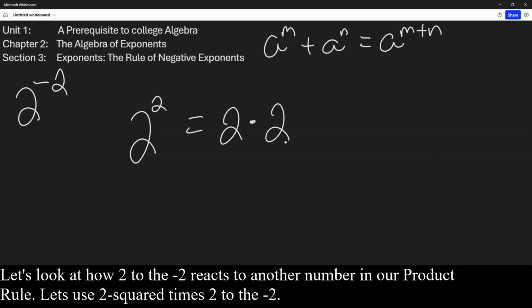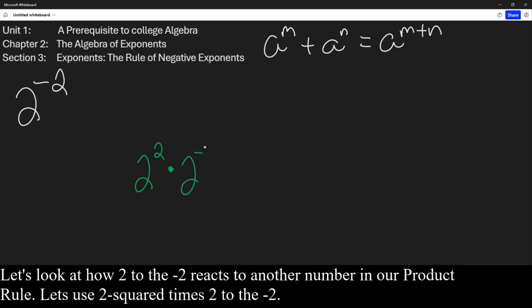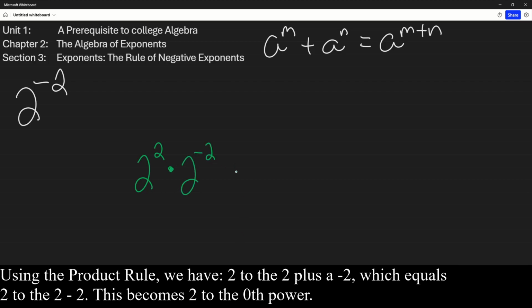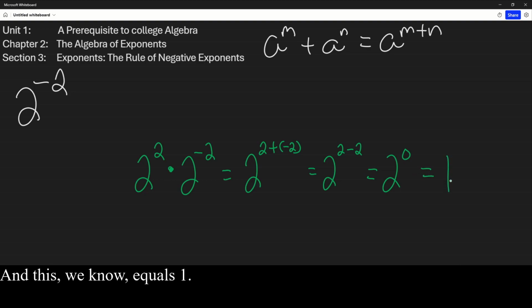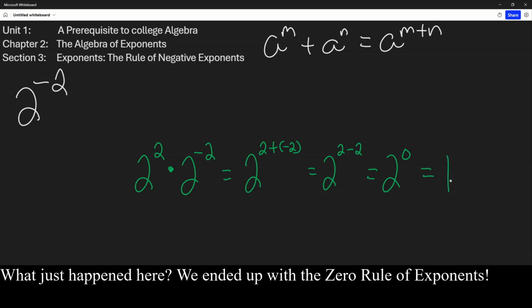Let's look at how 2 to the negative 2 reacts to another number in a product rule. Let's use 2 squared times 2 to the negative 2. Using the product rule, we have 2 to the 2 plus a negative 2, which equals 2 to the 2 minus 2. This becomes 2 to the 0th power, and this we know equals 1. What just happened here? We ended up with the zero rule of exponents.